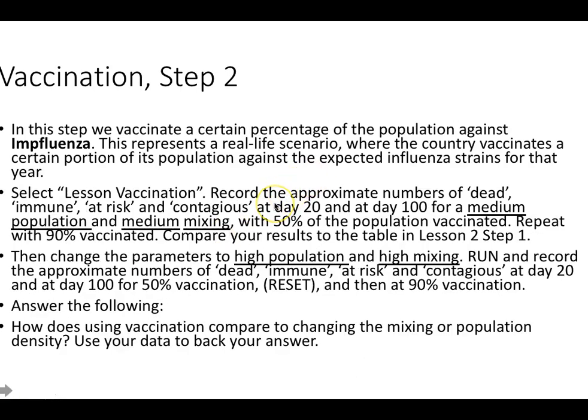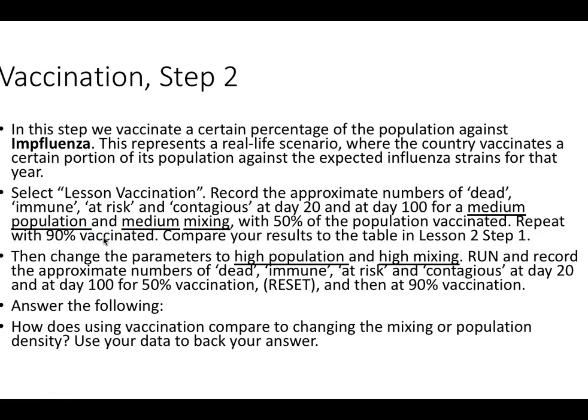So for step 2, this is going to be your second experiment for vaccination. So we're going to, again, choose lesson vaccination, and we're going to do influenza. And we are, again, looking at your day 20 and day 100. When you run your simulation, you should have numbers for dead, immune, at risk, and contagious. So this is going to be medium population, medium mixing, with 50% of the population vaccinated. Reset, and then run it at 90% vaccination at medium population and mixing.